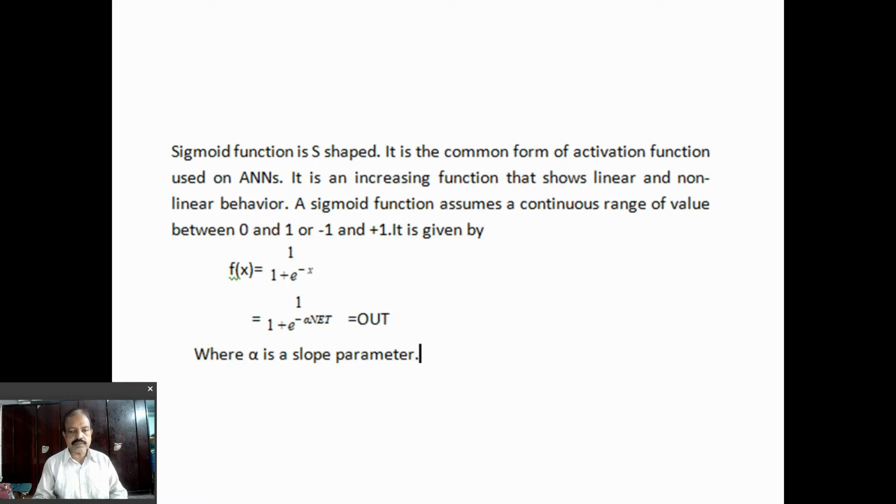Like that we have the sigmoid function. This sigmoid function has an S shape, just like the English letter S, and it is a common form of activation function used in artificial neural networks. It is an increasing function that shows linear and nonlinear behavior. It is represented by the function f(x) is equal to 1 divided by 1 plus e to the power minus x, or sometimes 1 divided by 1 plus e to the power minus alpha x. So in case of our net output, we write 1 divided by 1 plus e to the power minus alpha net. Here alpha is a slope parameter.